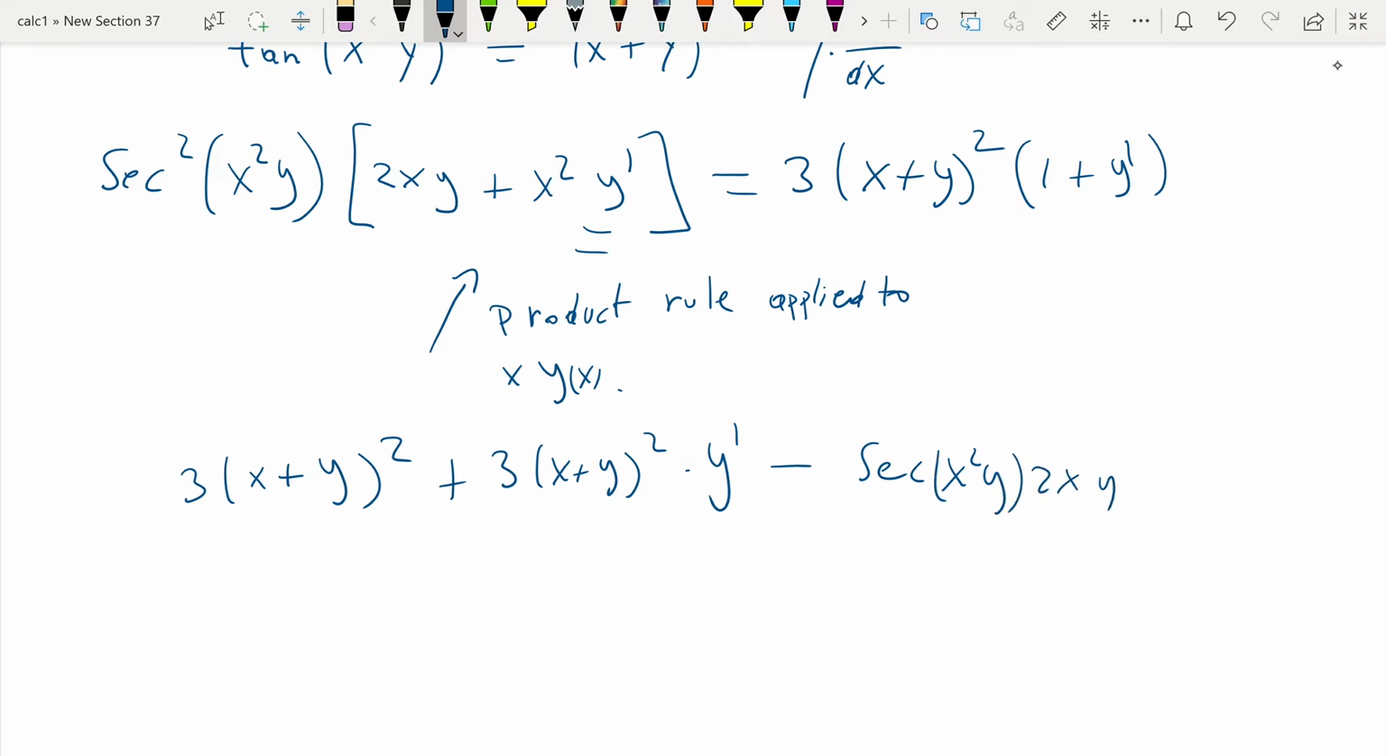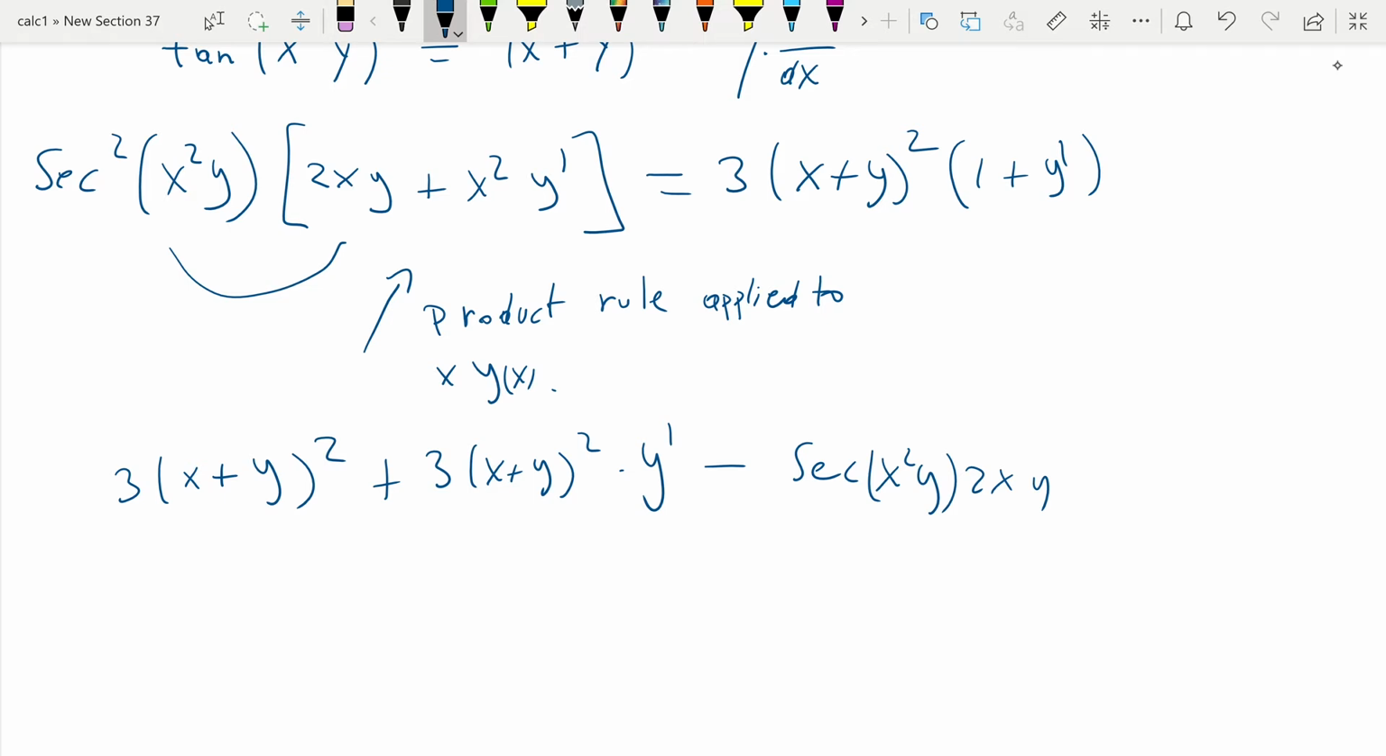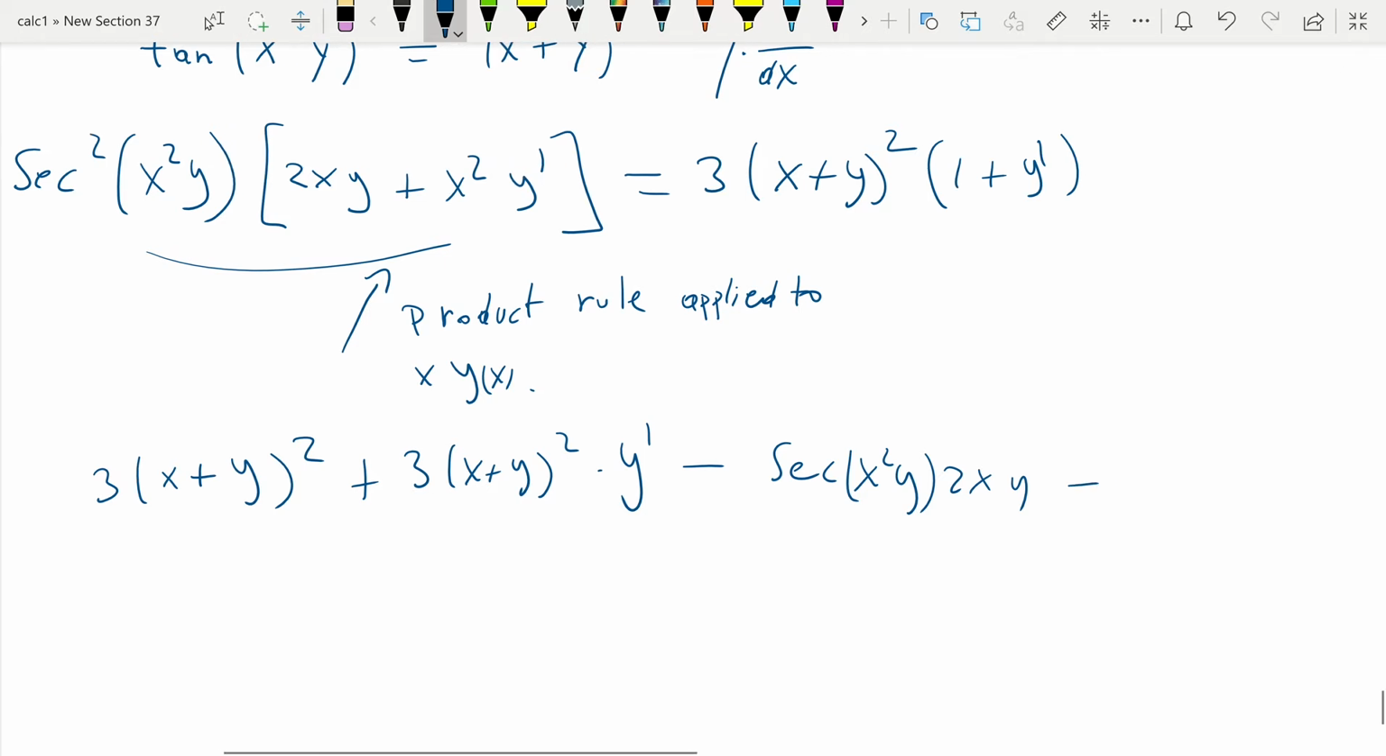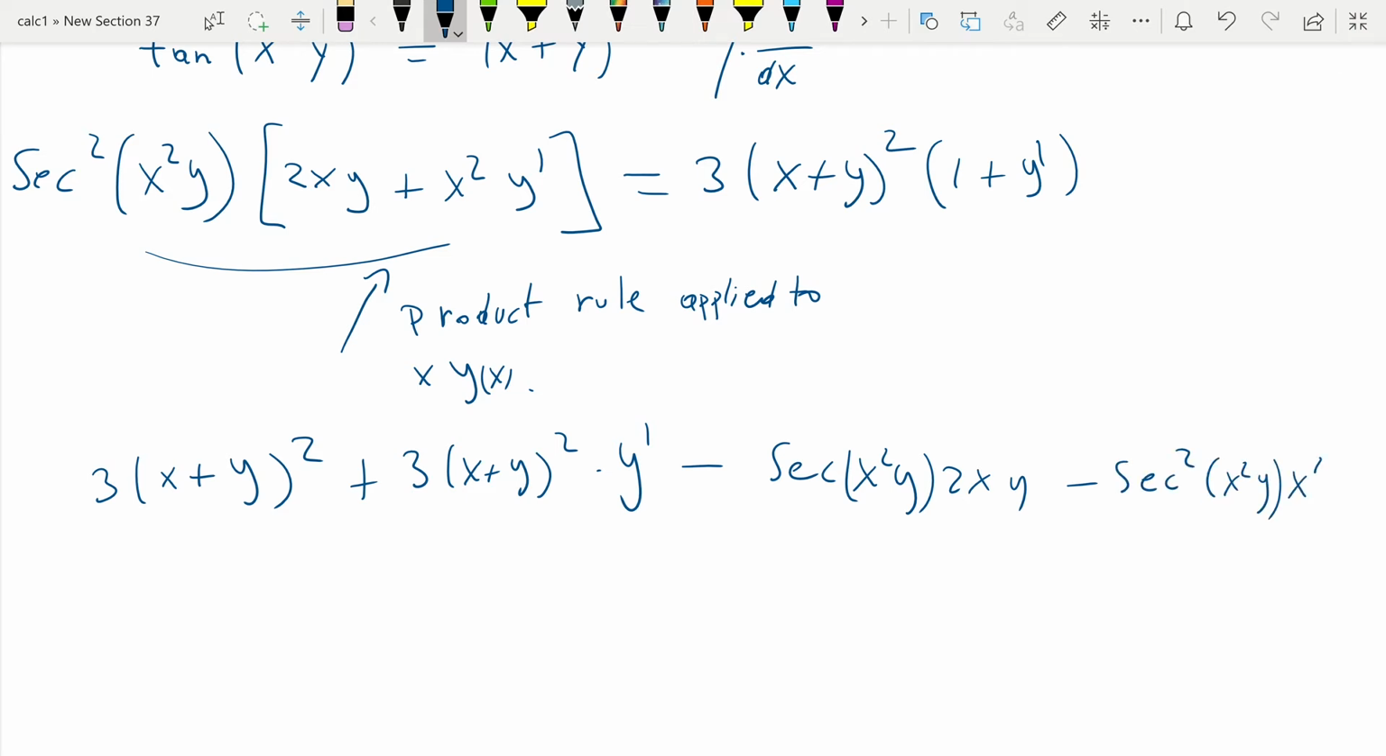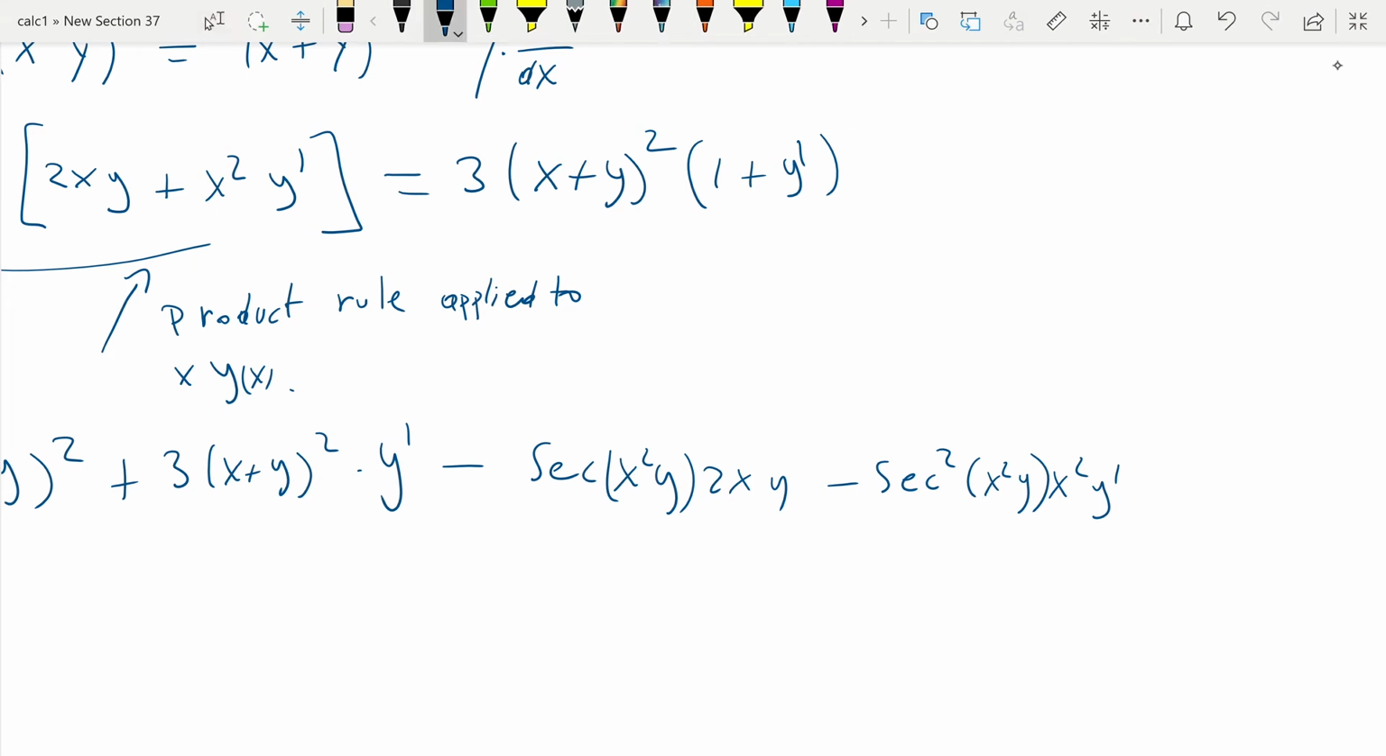Remember, I moved all of this to the other side, and so this is what you obtain when you distribute here. And now I have to consider the other thing. Now it has a minus, remember, because we're moving everything to the right hand side. So this becomes secant squared of x squared y times x squared y prime. Since I moved everything to the right hand side, the other side becomes 0.